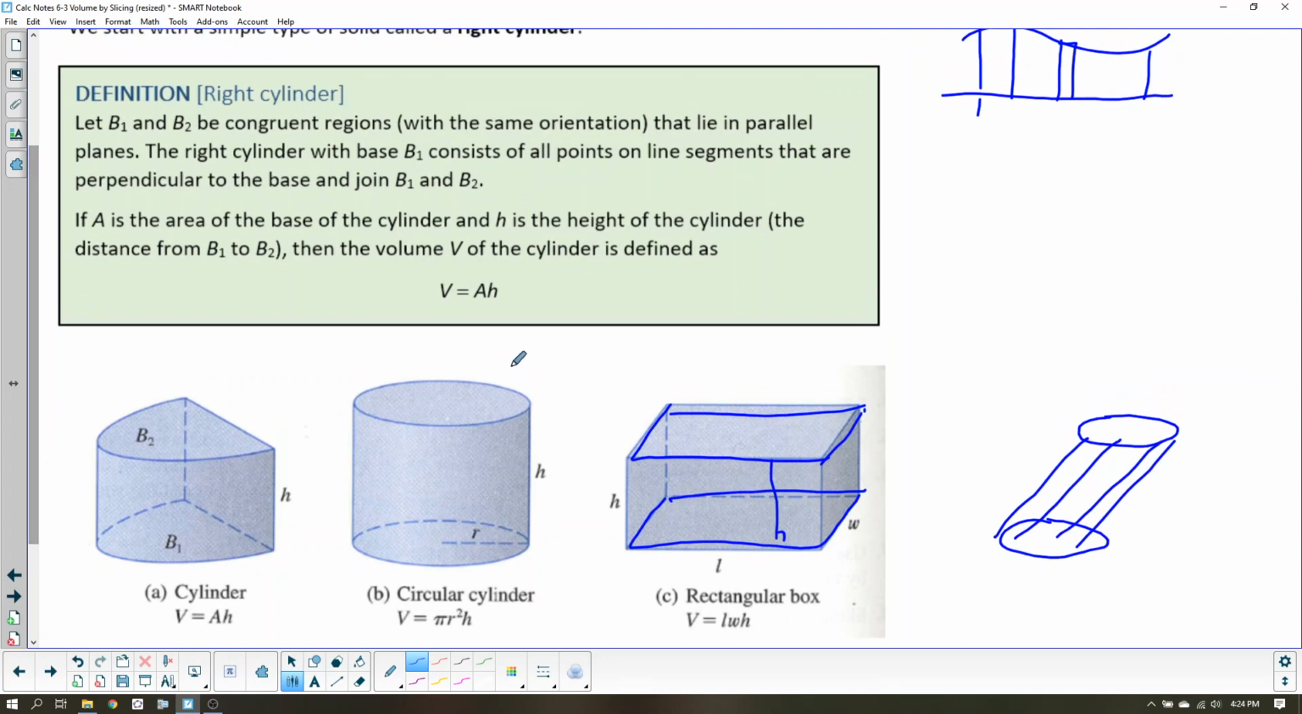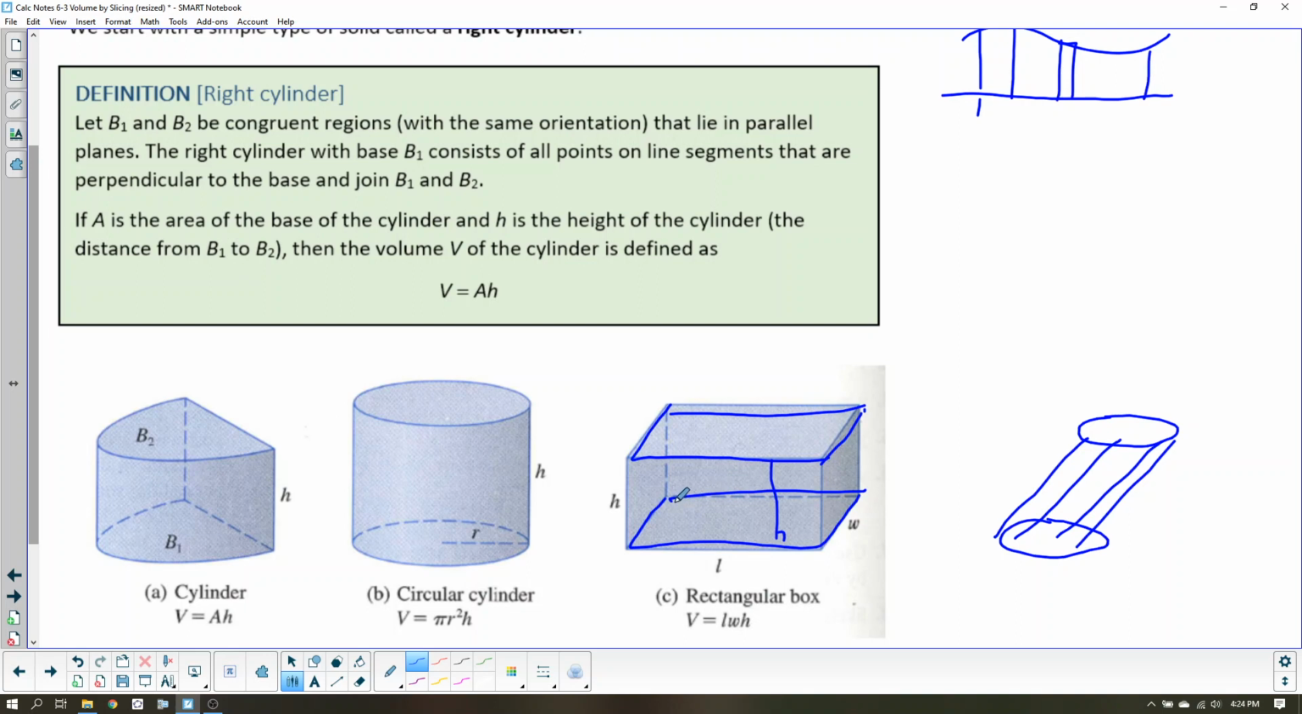Now, the first thing we need to do is define what is the volume of a shape like this, and they all have the exact same volume formula. You wouldn't think they do, but every single one of them has the same one, and it is this. The volume of a cylinder is simply the area of one of the bases multiplied by the height. And that's true for all of these.